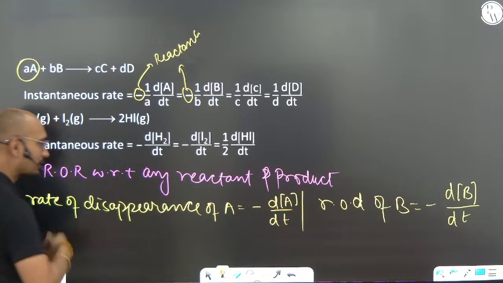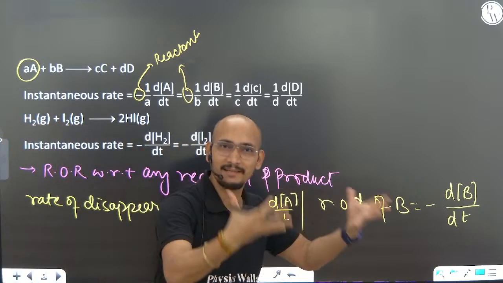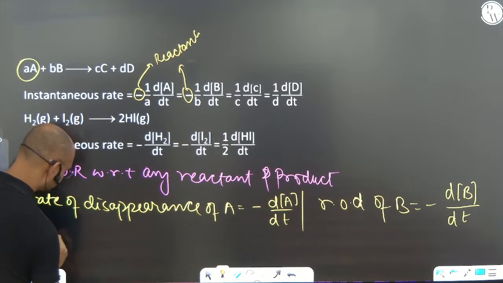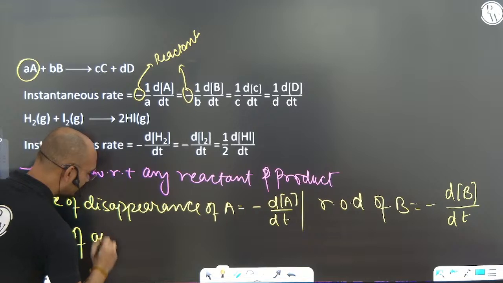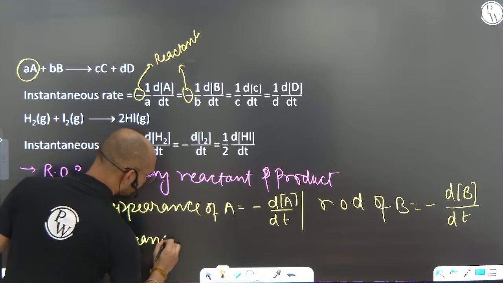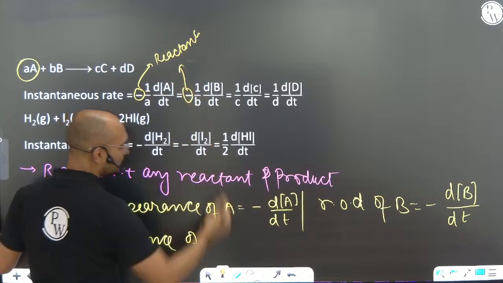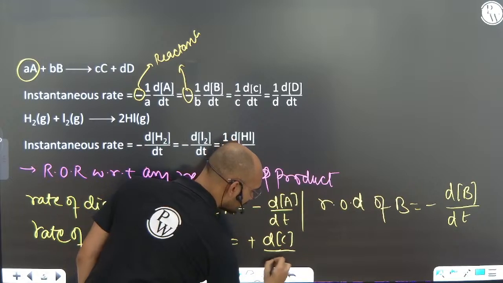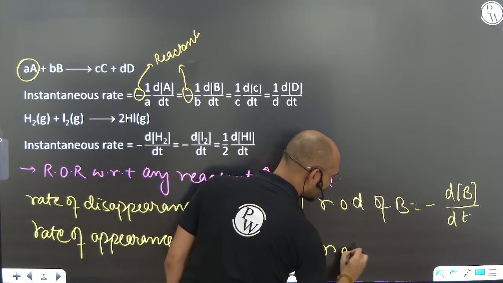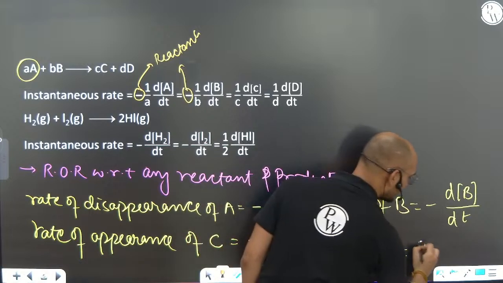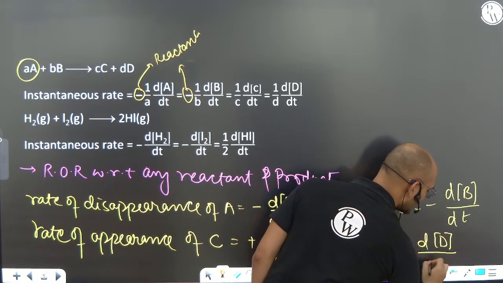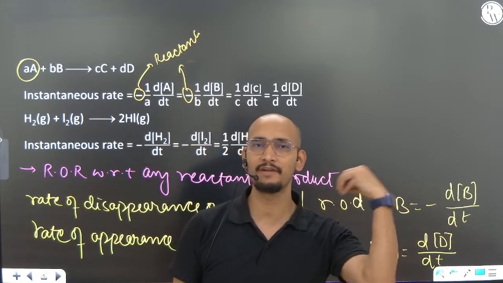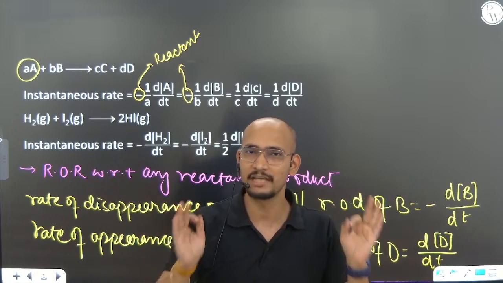What about the product? With time the product appears, or you can say it is formed. In such a case, what will we say? Rate of appearance. Taking one of the products, say product C, it will be plus dC by dt. And the rate of appearance of D will be dD by dt. Not a big deal. What we just have to keep in mind is that if it is asked in terms of a reactant or product, we do not have to take any stoichiometric coefficient. That's it.